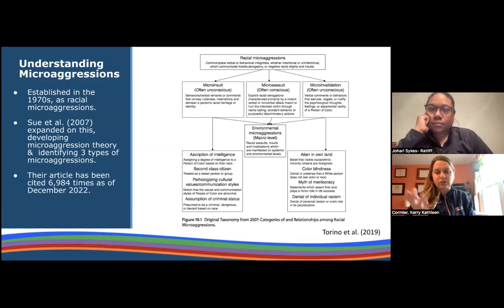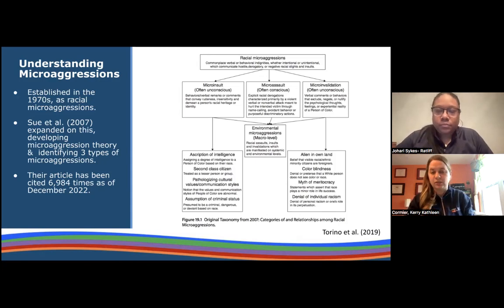And so this chart here kind of explores microaggression theory. And so we have racial microaggressions at the top. And from there, we go into the different types of microaggressions that can be committed. So you can have a micro insult, which is usually unconscious. It's behavioral or verbal remarks or comments that convey rudeness, insensitivity, or demean a person's racial heritage or identity.